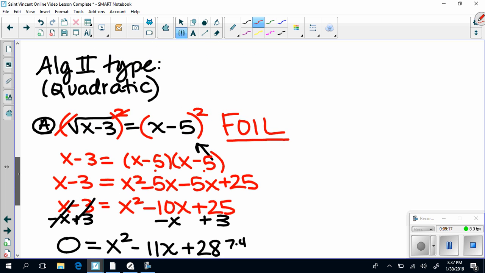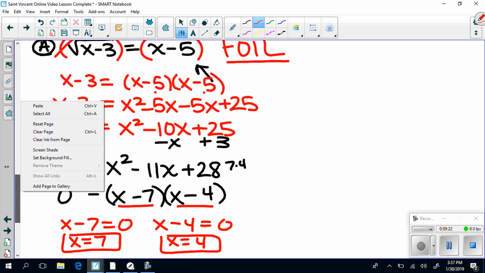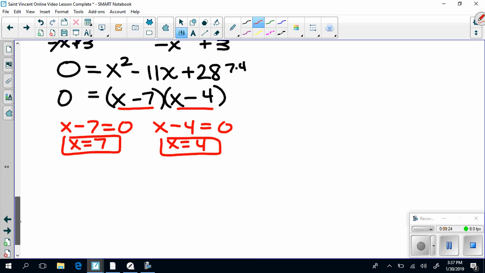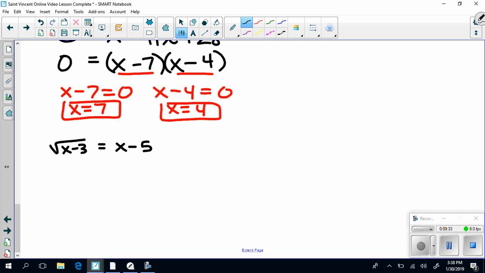Now, after all of this, though, you do have to check those answers. So if I go back to the original equation, it was the square root of x minus 3 equals x minus 5. So let's try 7 first.